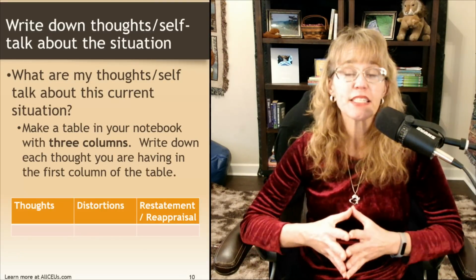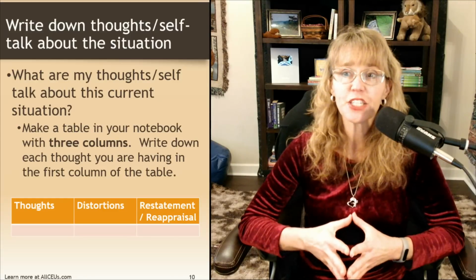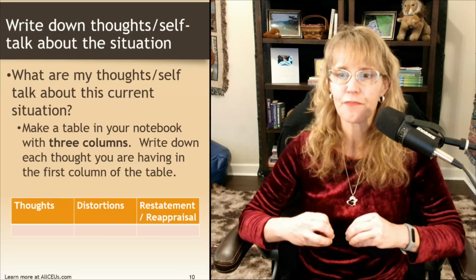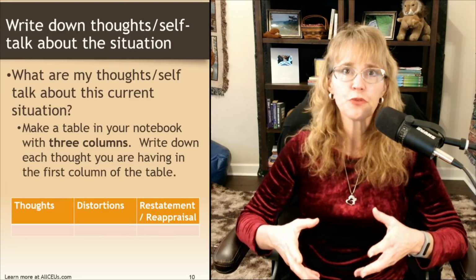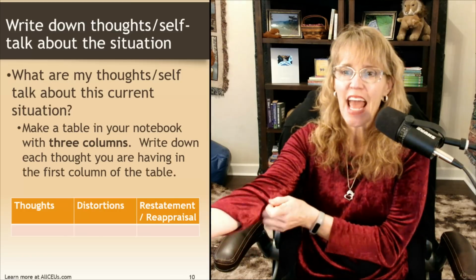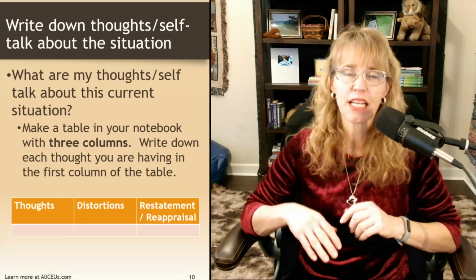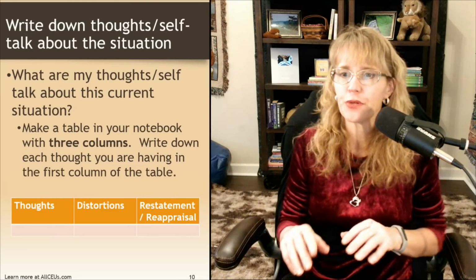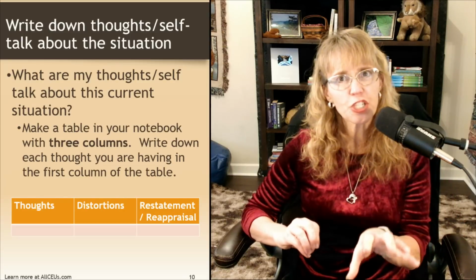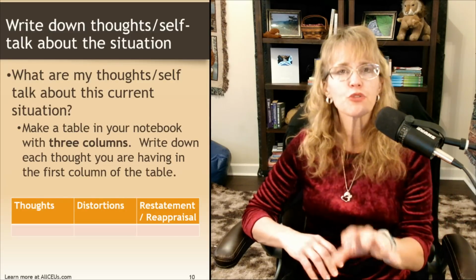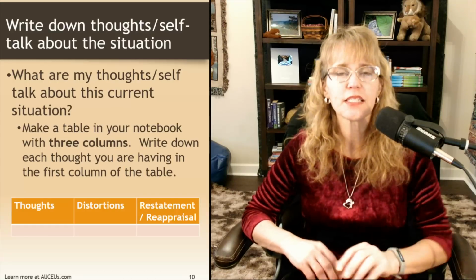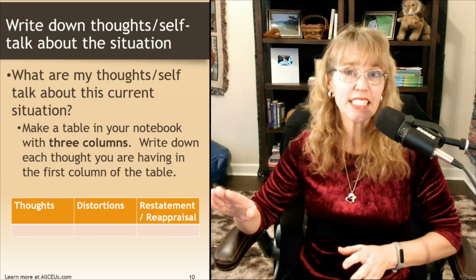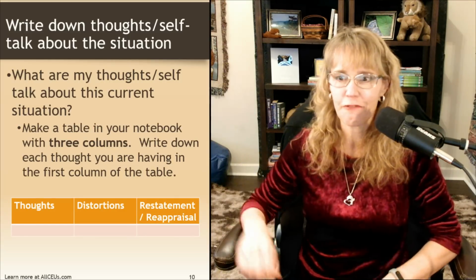Write down the thoughts that you had and self-talk about the situation. What are my thoughts in this situation at this time? I encourage people to use a notebook to do this and make a table in their notebook with 3 columns. And I generally turn it so it's landscape because I write big, but however you want to do it. Make 3 columns. The first column is your thoughts. And you're going to write down all the thoughts you're having about this particular incident. You'll fill out distortions and restatement or reappraisal in a few minutes.